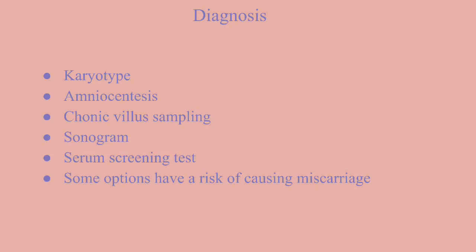There are also amniocentesis, chronic villus sampling, sonograms, and serum screening tests, and some options have a risk for causing miscarriage, so it's important to take that into consideration for parents who have high-risk pregnancies and don't want to put the fetus in any more risk than the fetus is already in.